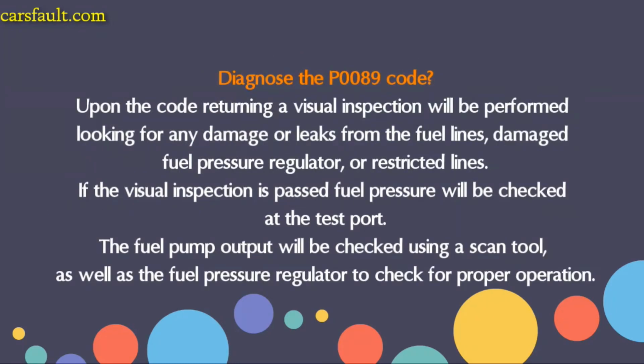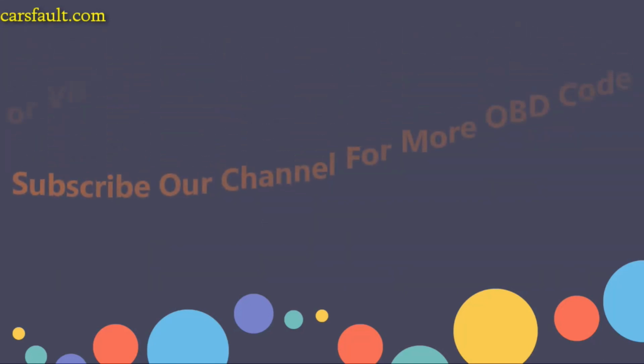Upon the code returning, a visual inspection will be performed, looking for any damage or leaks from the fuel lines, a damaged fuel pressure regulator, or a restricted line. If the visual inspection is passed, fuel pressure will be checked at the test port. The fuel pump output will be checked using a scan tool, as well as the fuel pressure regulator, to check for proper operation.